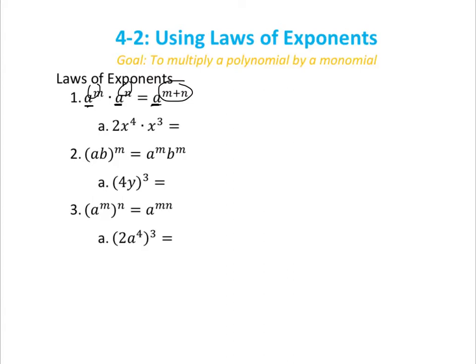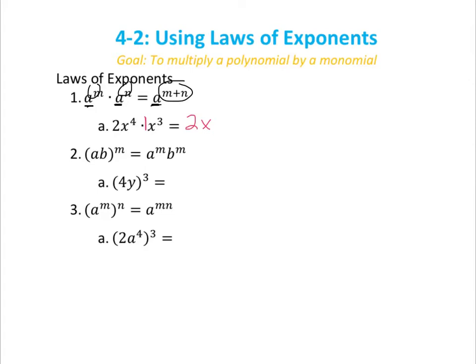So for this first example, 2x to the fourth times x cubed, you really pretend there's a 1 there. So the first thing is we've got to get our coefficients down. So you multiply 2 times 1, just 2. Then you keep the same base. You have to have the same base. It has to be the same variable there. If this was 2x to the fourth times y cubed, you wouldn't be able to do that.